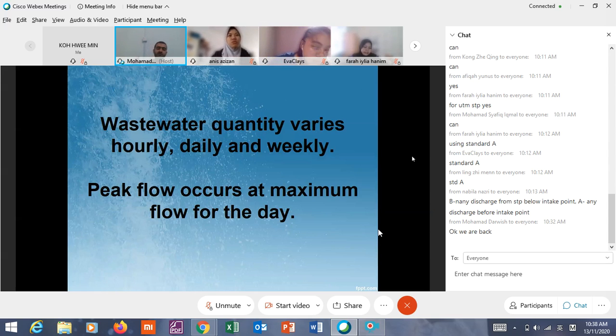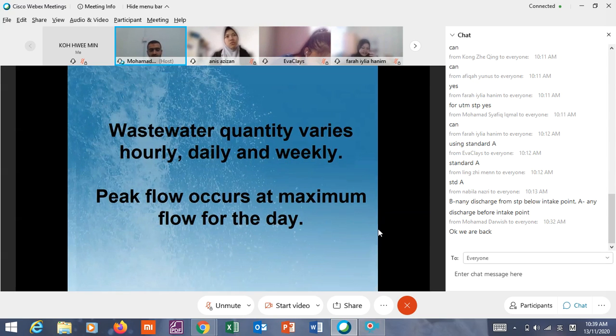Okay, so during the day, the wastewater generation is fluctuating, high and low. So that makes at certain times there is a peak flow. There is a peak flow of wastewater at certain times.